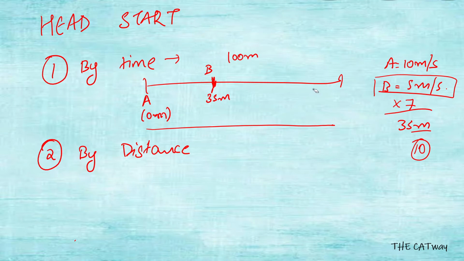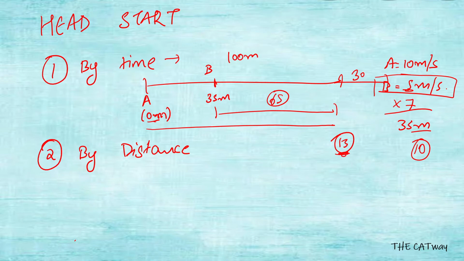Let's say if you didn't start with A, if you started with B, how much time is B going to take to complete it? For B, how much distance is left? The distance left is 65. Speed of B is 5. Total time taken would be 13. Now in 13 seconds, you have to find out how much A will go. 13 into 10, that is 130, that is 30 meters ahead of the finish line. That means definitely A would have finished much earlier than B. So this is what is meant by head start by time.